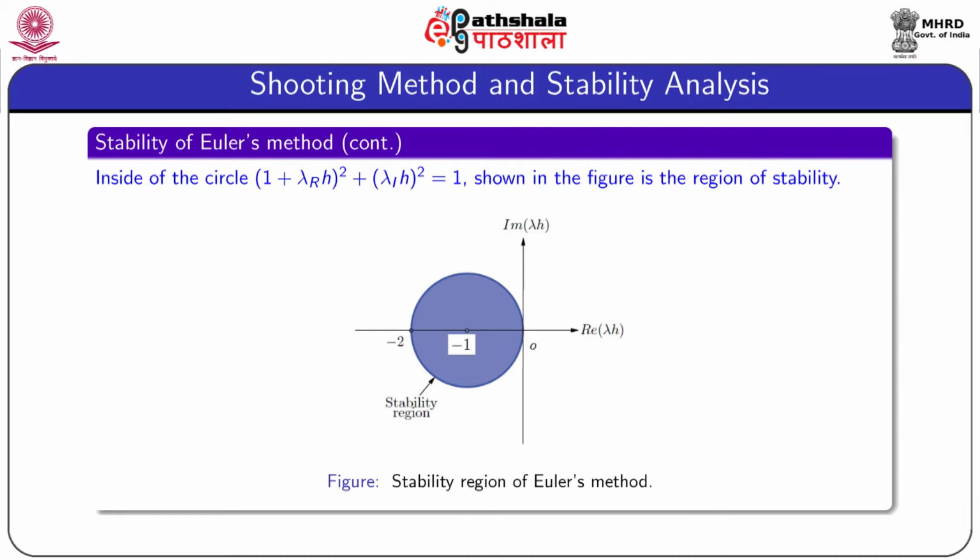Now, we represent all these cases in this diagram. That means, the circle 1 plus lambda r h whole square plus lambda i h whole square equal to 1 represents a unit circle whose center is at -1, 0 with radius 1, and this circle is shown in the following figure, marked by blue color. So, within this unit circle, Euler's method gives a stable solution. That means, if we choose the value of lambda h such that it lies within this unit circle, then surely Euler's method gives a stable solution.